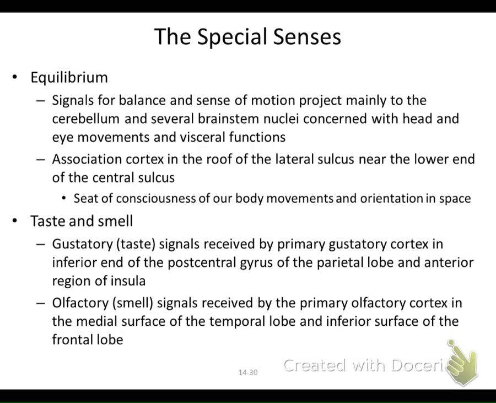Equilibrium. Balance. We know that's from the what? Semicircular canals, from the structures of the vestibular system. And what part of the brain is doing that? Well, the cerebellum is a part of that. Some of the brainstem nuclei, like the basal nuclei and that motor control, is also going on there. Taste and smell. If I say gustatory or taste, that is in the parietal lobe and a little bit of the insula. Whereas if I say smell, we're talking about the temporal lobe and a little bit of the frontal lobe.